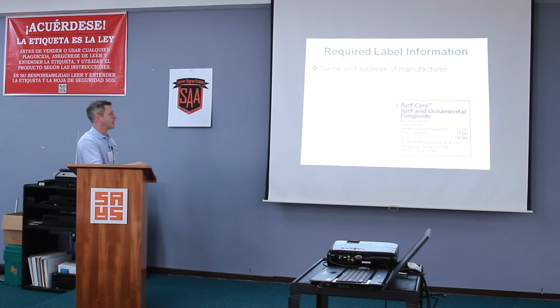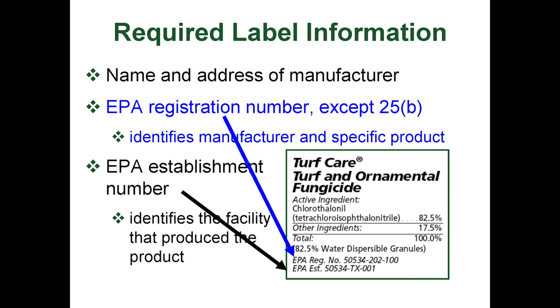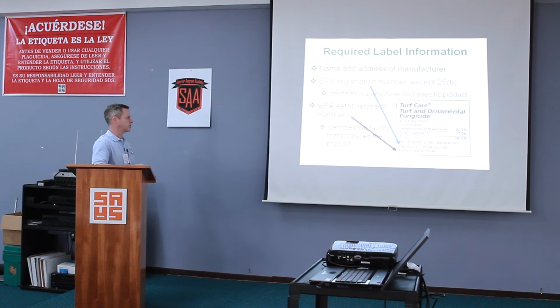You've also got the name and address of the manufacturer on the label. The EPA registration, of course, we all know is on the label, unless it's a 25B exemption. So if the product falls into that category, you're not going to see that EPA registration number. But you want to ensure that you don't confuse it with the establishment number. The establishment number is where the product was manufactured.